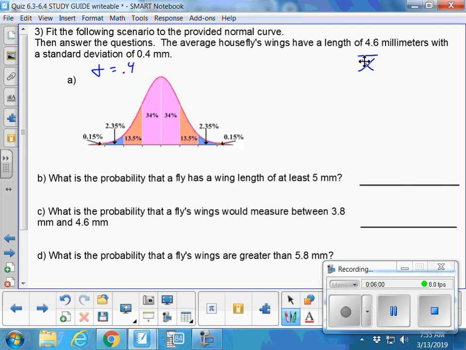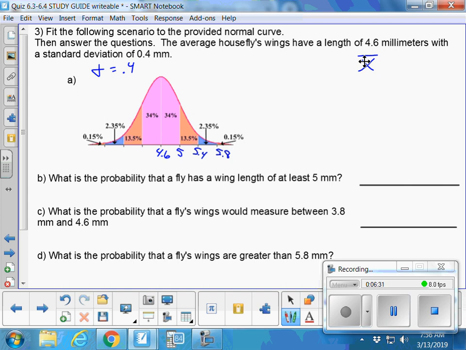What would go right here, smack dab in the center? 4.6. That's your average. Now, how will I proceed? Who would be this next hash mark? 5, because you're going to add a standard deviation, so it's 4.6 plus 0.4. What would go right here? 5.4. You added 1 more deviation. And who would live right here? Good, you added 1 more deviation. So you add 3 deviations to the right.